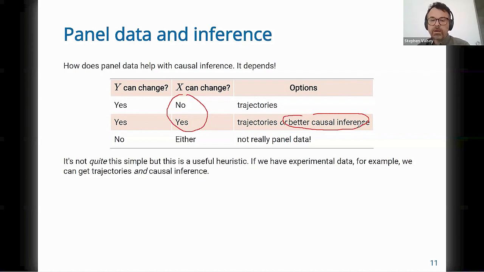So we're going to have to think about statistical power in a slightly different way in panel data. It's going to depend on how many people change. So that's an issue as well.